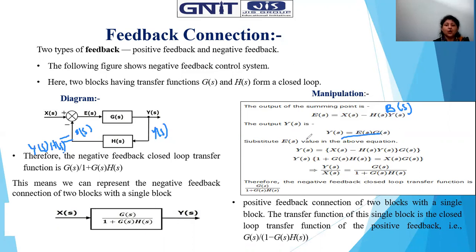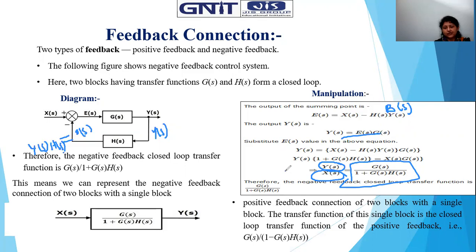Fine. Then what is the manipulation here with consideration of the feedback network? See, Xs minus Hs into Ys, then multiplied with Gs, that is the equation telling us. So we are just taking all values in common. So what is it? Ys times 1 plus GsHs is equal to Xs into Gs. So the final output is Ys and the excitation is Xs, taking the ratio of the Laplace transformation. So we are getting the final expression for the feedback loop, that is Gs divided by 1 plus GsHs.